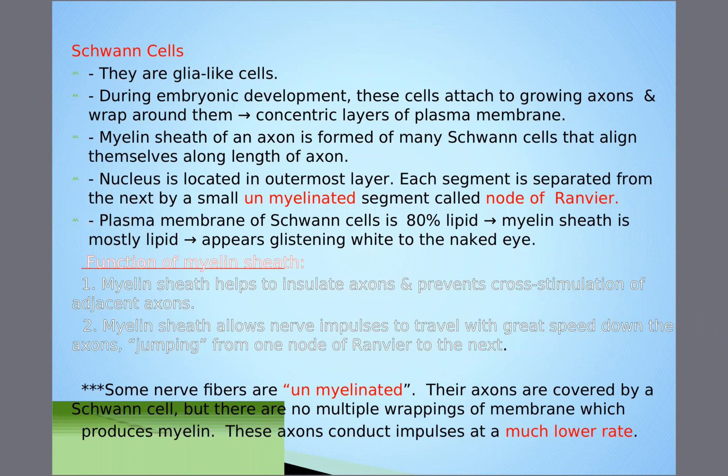Some of the nerve fibers, which are unmyelinated nerve fibers, have their axons covered by Schwann cells, but there is no multiple wrapping of membrane, which produces myelin. These axons conduct impulses at a much lower rate. In this type, the transmission of impulses still exists, but with less speed and length, in the amount of these impulses. Next slide.